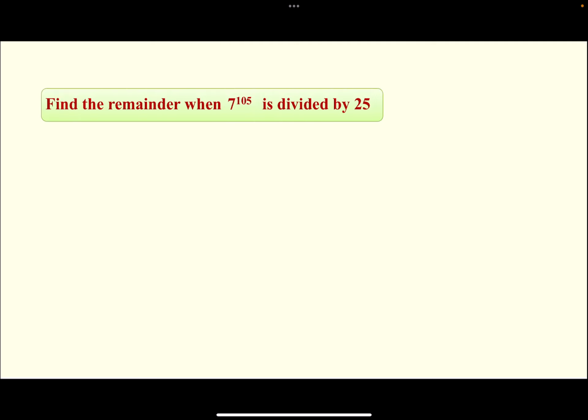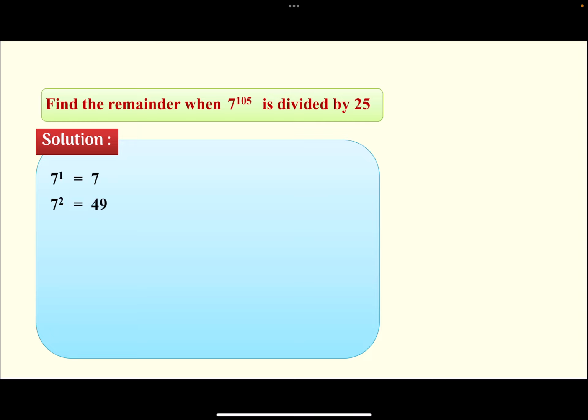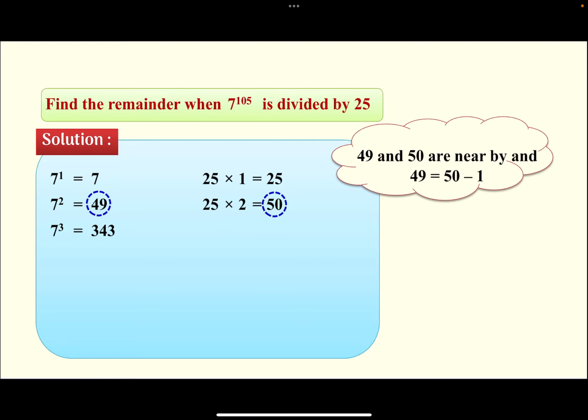Now find the remainder when 7 raised to 105 is divided by 25. So here we will talk about powers of 7 first. 7 square is 49. 7 cube is 343. 25 ones are 25, 25 twos are 50. As you can see, 50 is the nearest multiple of 25 to the powers of 7. So 50 can be written as 49 plus 1, that means 49 can be written as 50 minus 1.